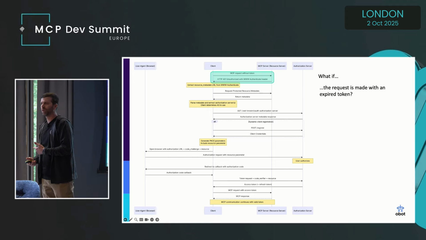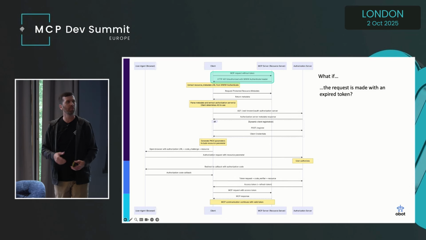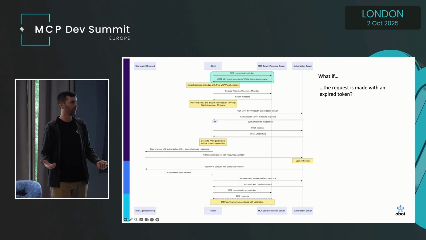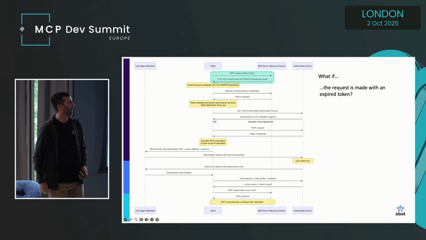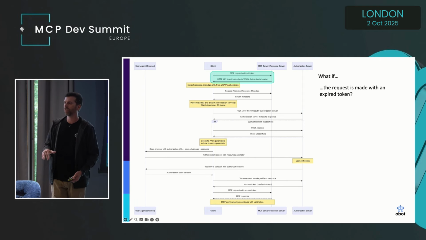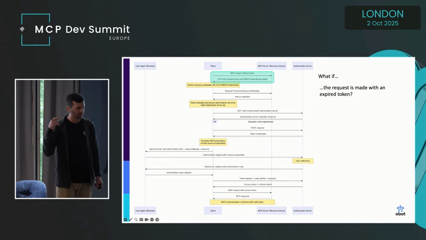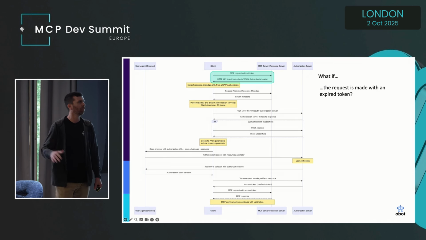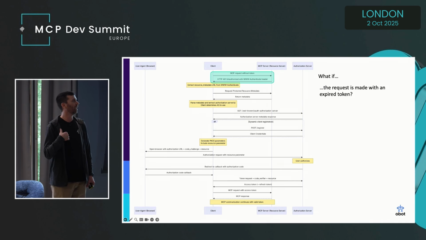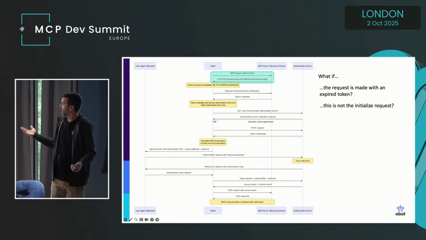What if the request has an expired token? What happens then? This picture doesn't outline that. And every client that I've worked with handles it differently. VS Code, for example, makes you completely delete all of your credentials and start over again. If it has an expired token that it can't use and it gets a 401 back, it will not do anything else. So there's one example.